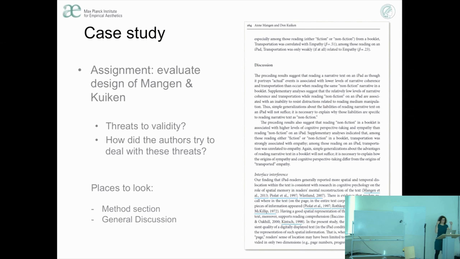Because usually a mark of a good paper is that you can find these kinds of things. They're very clear in the method section about the choices that they've made, and then the unavoidable influences that they had to deal with, they will point out in the general discussion, and they will give an explanation of how they think that might have influenced their results, and often you also see suggestions for further research that might go in that direction.